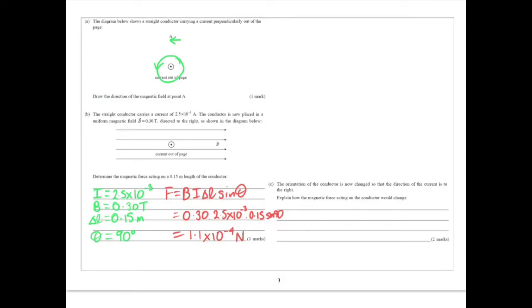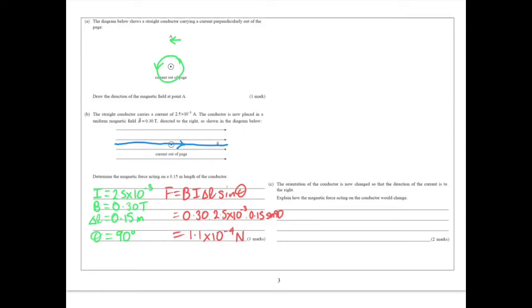And then in part C, the orientation of the conductor is now changed so that the direction of the current is to the right. So instead of out of the page, we can imagine now the current is to the right, going in the same direction as our magnetic field. Explain how the magnetic force acting on the conductor would change.